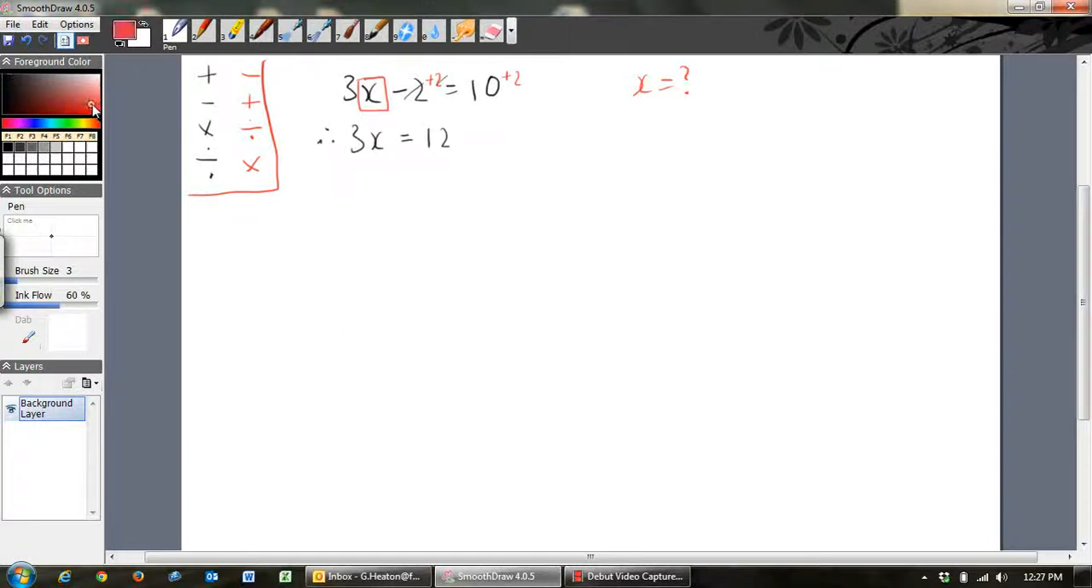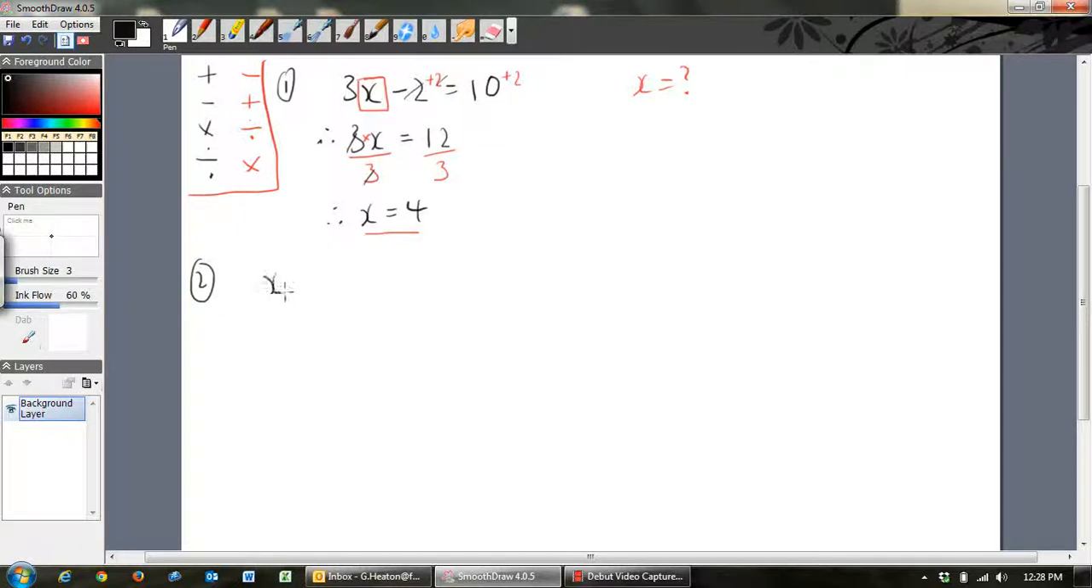Now let's have a look at this 3. How do we get rid of 3? Remember, this means 3 times x. The way to get rid of timesing by 3 is to divide by 3. So we divide by 3 and we do it to both sides. We must make sure we do it to both sides. Those 3s cancel out, and therefore x is equal to 12 divided by 3, which is 4, and so there's your answer. X, our mystery number, is equal to 4. Beauty. So that's example number 1.